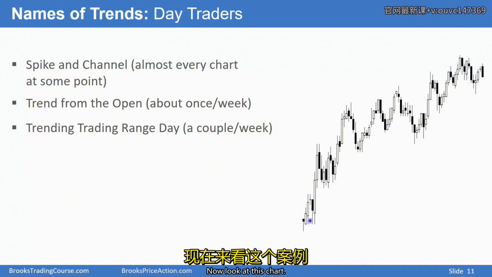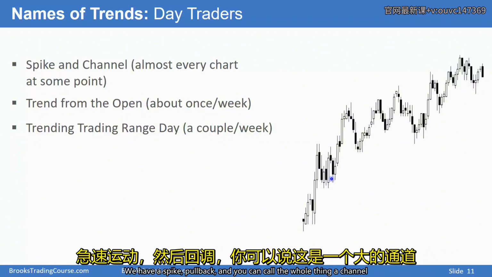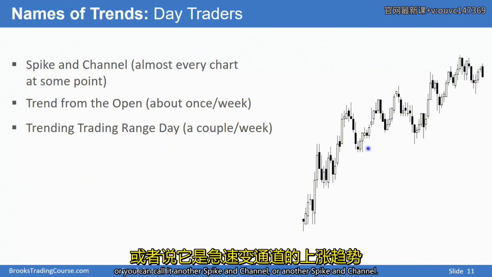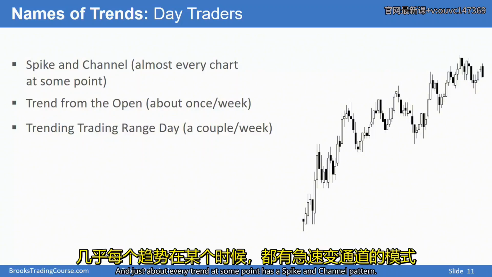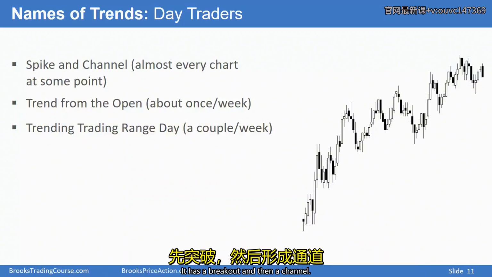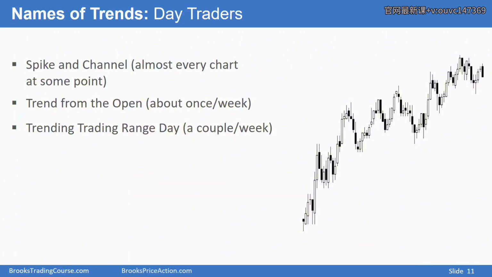Now look at this chart. We have a spike, pullback, and you can call the whole thing a channel, or you can call it another spike and channel, or another spike and channel. And just about every trend at some point has a spike and channel pattern. It has a breakout and then a channel.